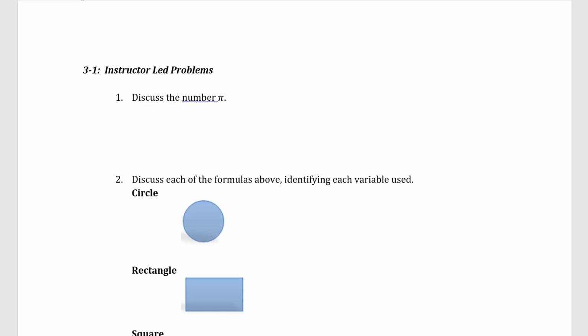All right, let's start with question number 1, which asks us to discuss the number pi. I'm not going to say a whole lot about the number pi. It is a ratio of the circumference of a circle to that circle's diameter. And it's an interesting number in the fact that you cannot write it down in decimal form exactly. That's why we use a symbol, pi.